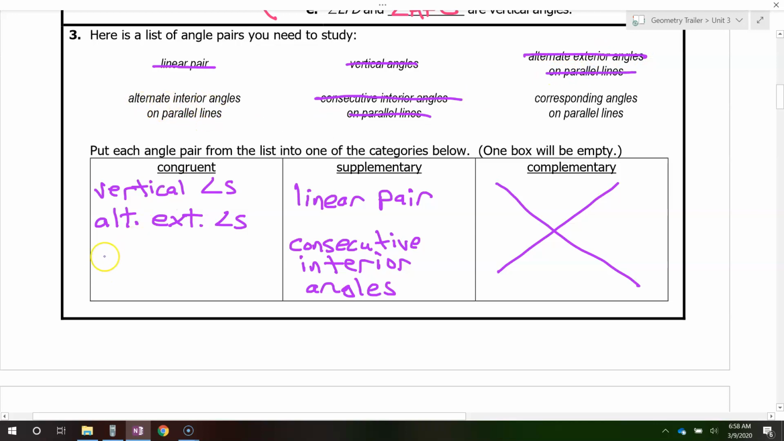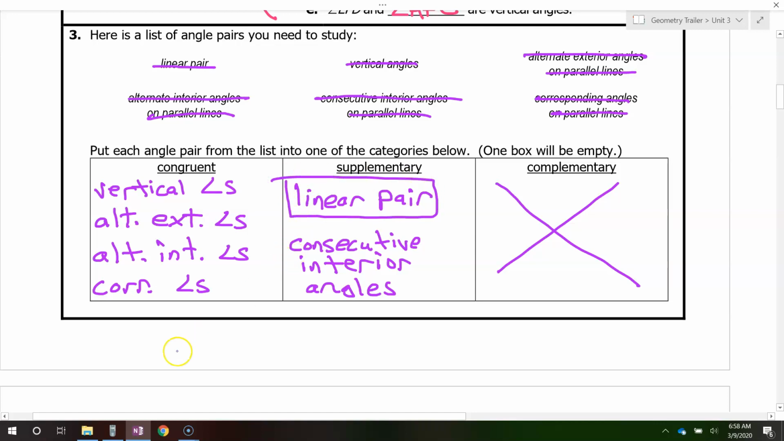Alternate interior angles. And corresponding angles. All right, but the real lesson here is there are only 2 angle pairs that are supplementary. So memorize these. Linear pair is supplementary, and consecutive interior angles are supplementary.